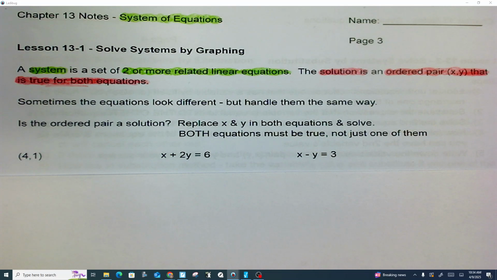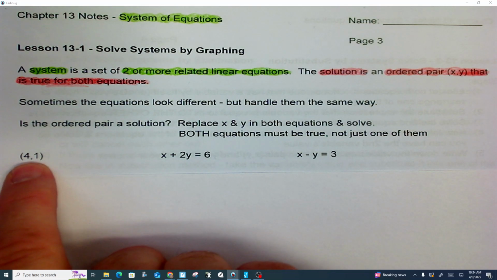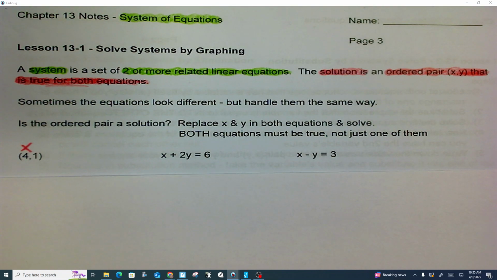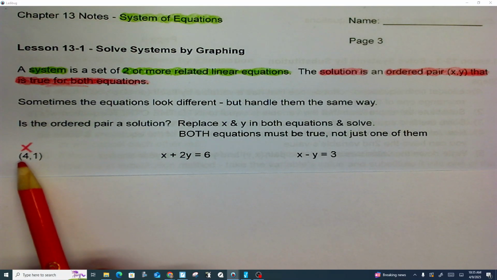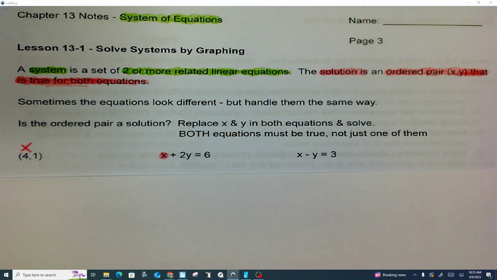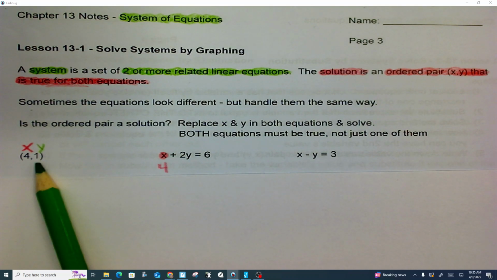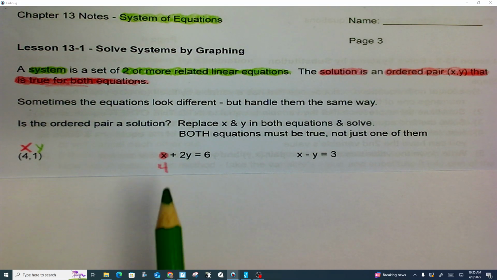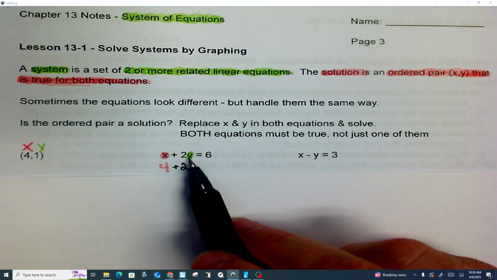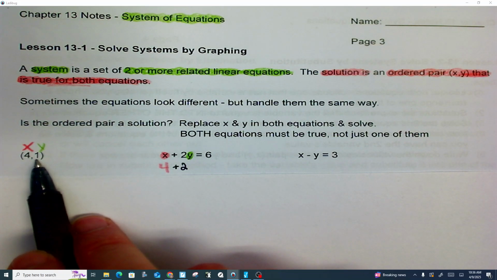I'm literally going to walk you through how to tell, is this ordered pair a solution to this system of equations? The first number in this ordered pair is an x, and so in this first equation, wherever you see the x, you replace it with the 4, because that's what x is. Well, the second number is a y, so wherever you see the y, you would replace the y with, in this case, a 1.